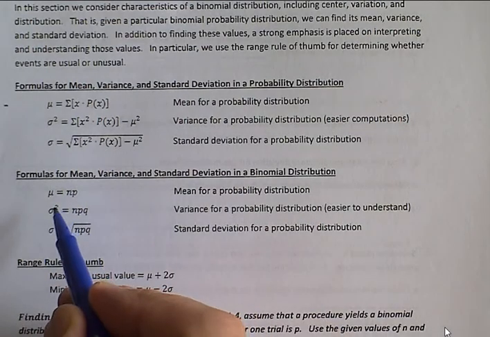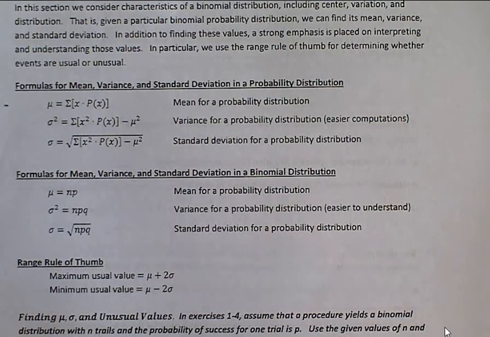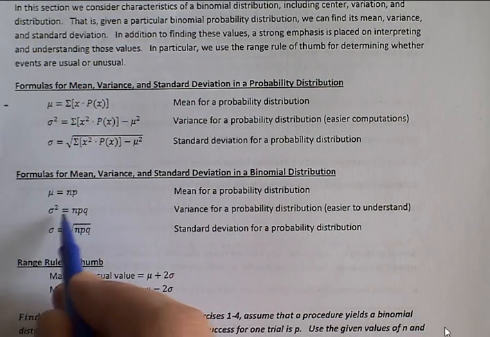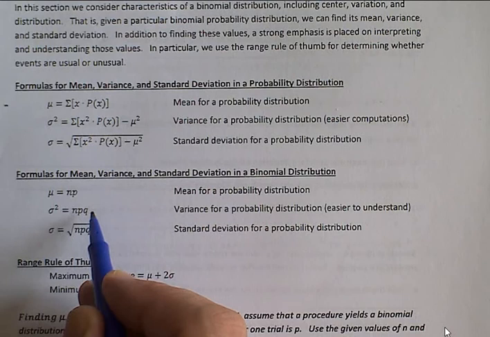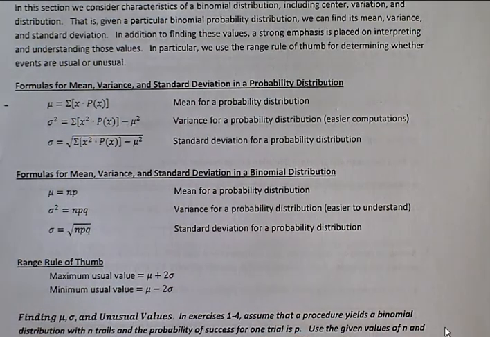The mean is equal to n times p. That's it. N is the number of trials, p is the probability of success. The variance is n times p times q, and then the standard deviation is the square root of that. So again, kind of similar to what we were doing when we were working with the binomial distributions, all I need in these examples is n and p, and I'm good to go. So we're going to look at some of that.